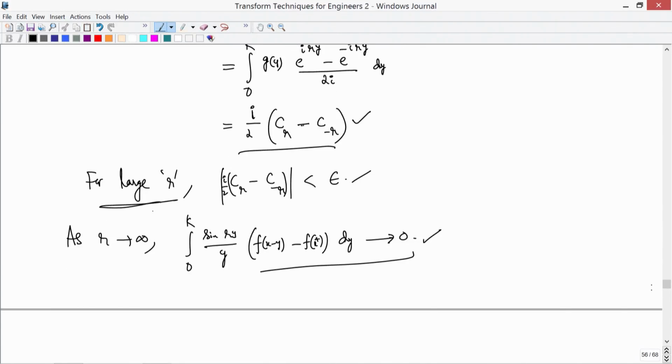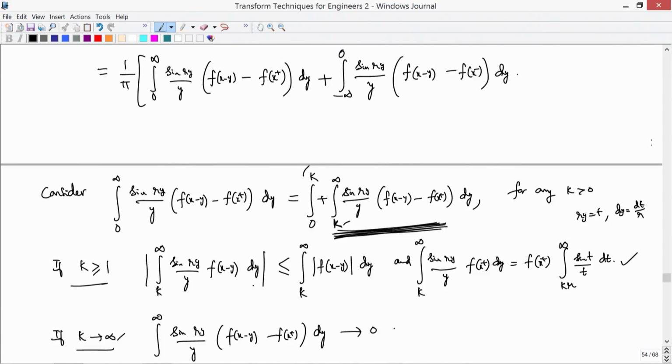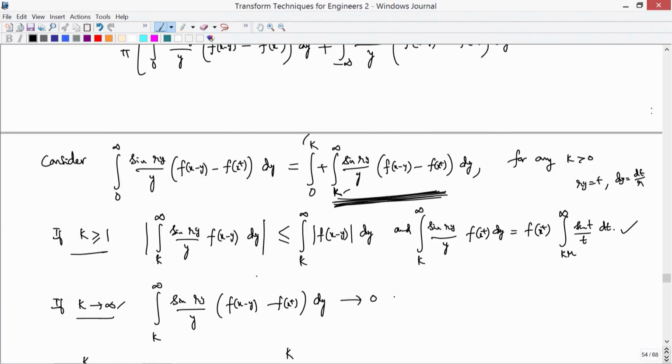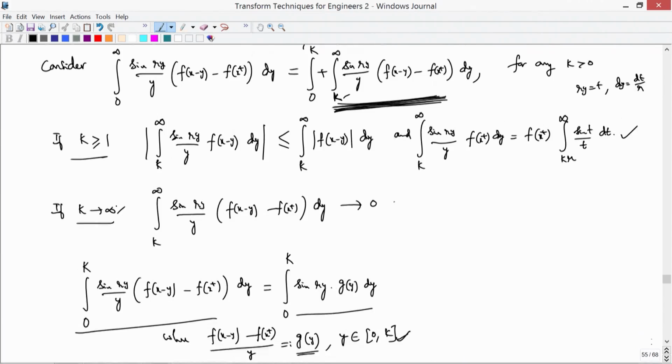So, for large r, that is as r goes to infinity, this integral from 0 to k goes to 0. Okay. So, k is already chosen such a big value. So, that means as r goes to infinity, k also goes to infinity. So, you do not write like this. What we see is for large r, this quantity can be made less than epsilon. So, for sufficiently big k, this quantity finally can be made less than epsilon.